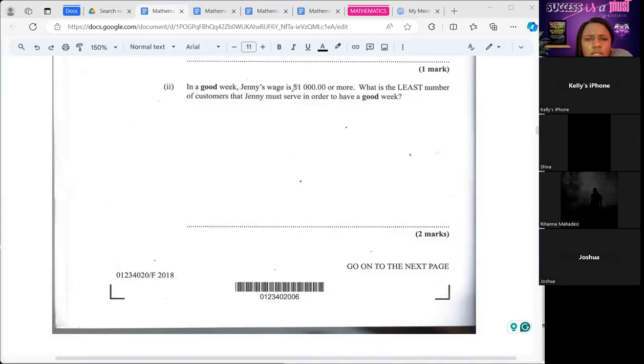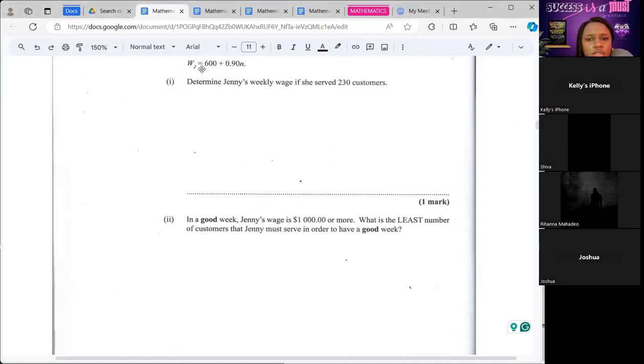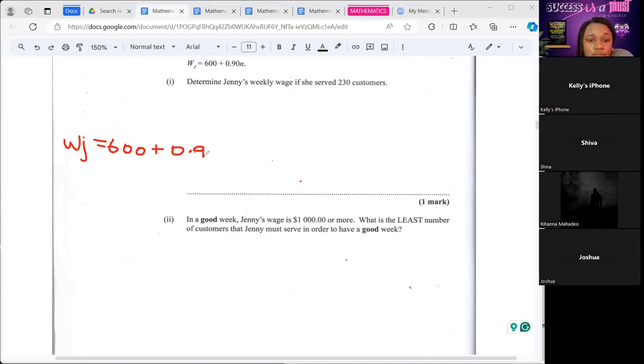In a good week. So you're using the same formula, right? The same formula they give us above here for Jenny. Let me write down the formula here. Jenny's wage is equal to 600, which we know is her flat or sure fee, plus 90 cents for every customer. So if she sells 100 customers, you multiply 90 cents by 100. N represents any number, depending on how many customers she sells on a weekly basis.